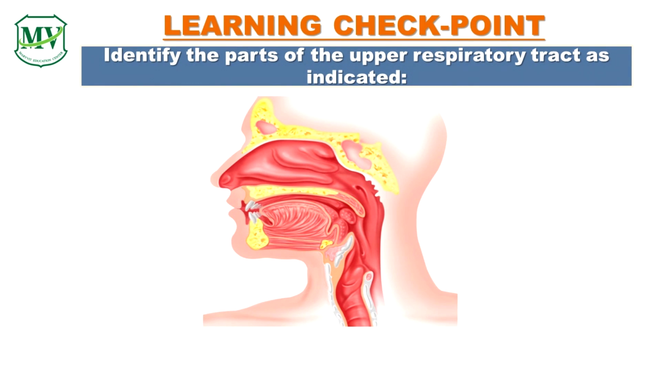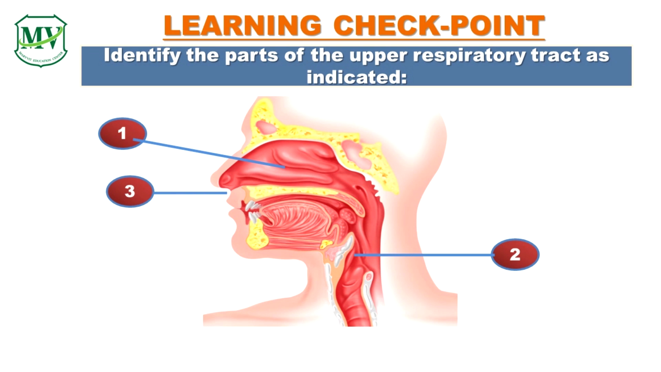So let's have a short review on some parts of the upper respiratory tract. Identify the names of each part as indicated by each number. Okay, so let's start with number 1. Number 1 is excellent, the nasal cavity. Number 2 is fantastic, the pharynx. Number 3 is wonderful, the nostrils. Number 4 is good job, larynx. And number 5 is the oral cavity. Good job.